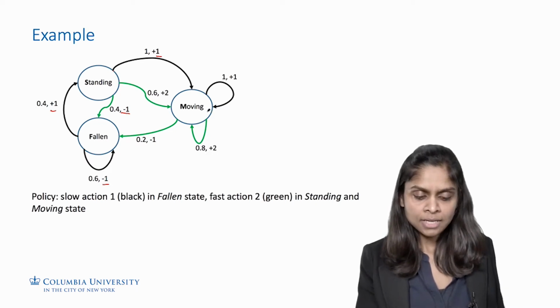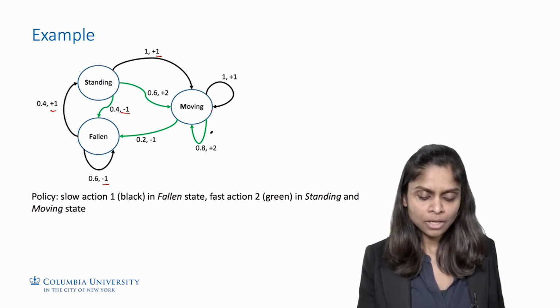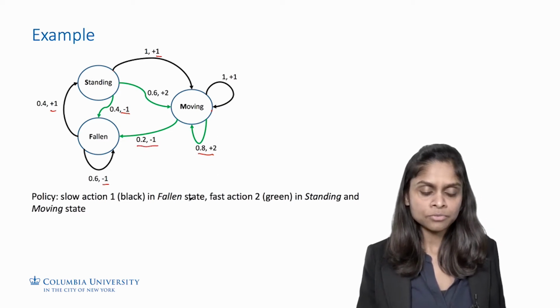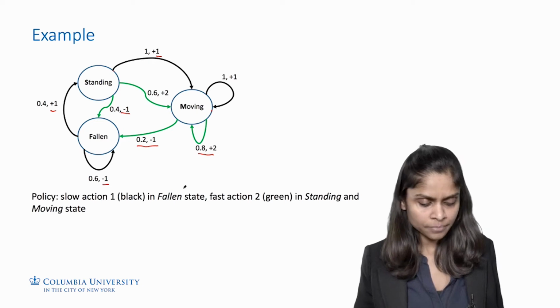Similarly, in the moving state, again, the slow action is very reliable. It always earns a reward of +1 and keeps the robot in the moving state, whereas the fast or aggressive action can earn more reward with 80% chance, but with 20% chance it can make the robot fall and go to the fallen state.